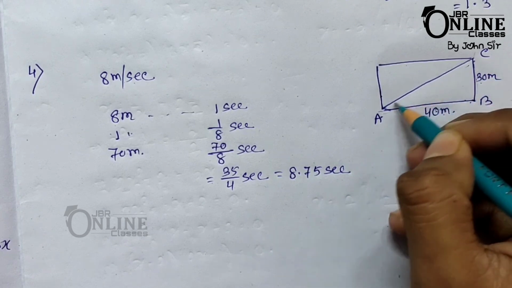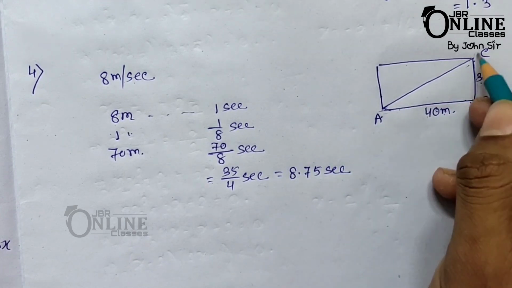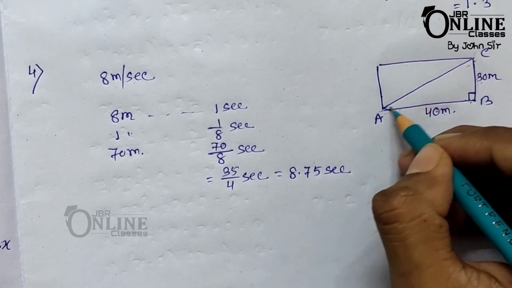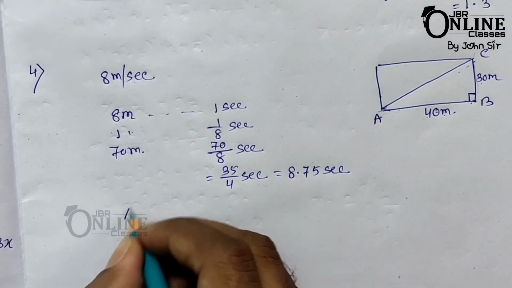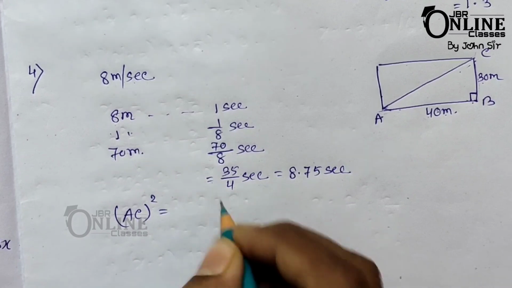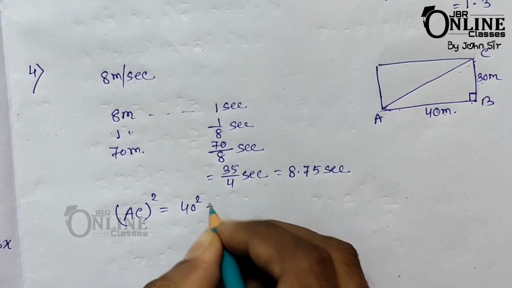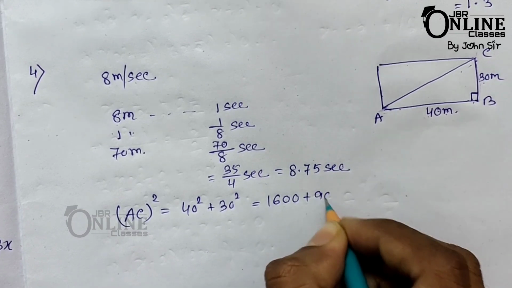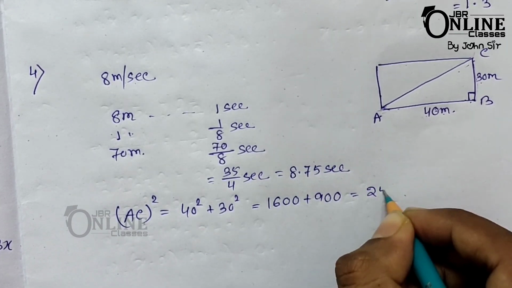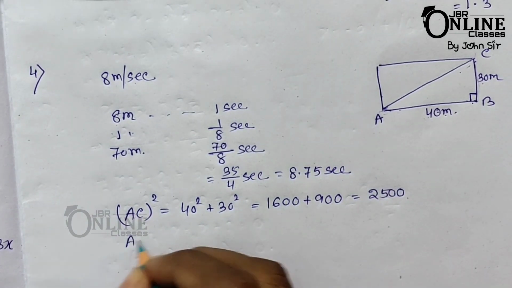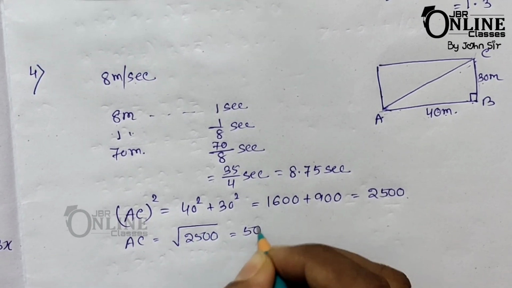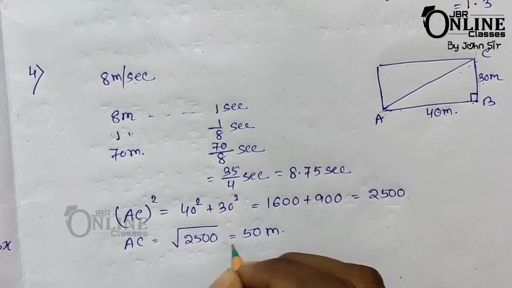Now next, if you use the path directly from A to C, first you have to find the length of AC. And in this rectangle AC is a diagonal, this angle equal 90 degrees, so AC equal to hypotenuse. So to find the value of AC, that equal to 40 square plus 30 square, that equal to 1600 plus 900, so that equal to 2500. So AC equal to root over 2500 and that equal to 50. So AC equal to 50 meter.